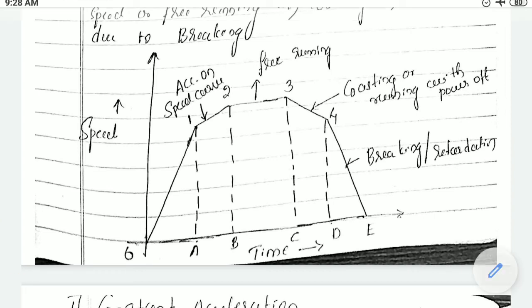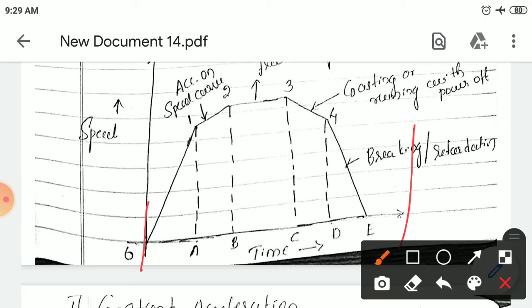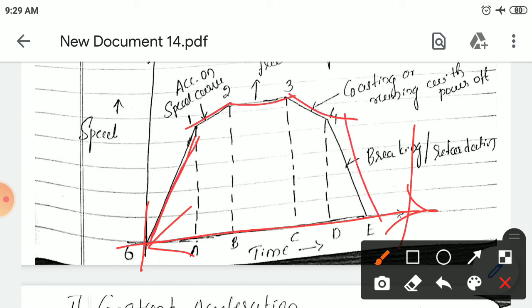So here the distance between the stations is higher, more than 10 kilometers. It may be 10, 20, 50, whatever. It consists of increasing acceleration, decreasing acceleration, free running, coasting, and braking. That means the train is accelerated, then the acceleration decreases. Torque decreases while speed increases.